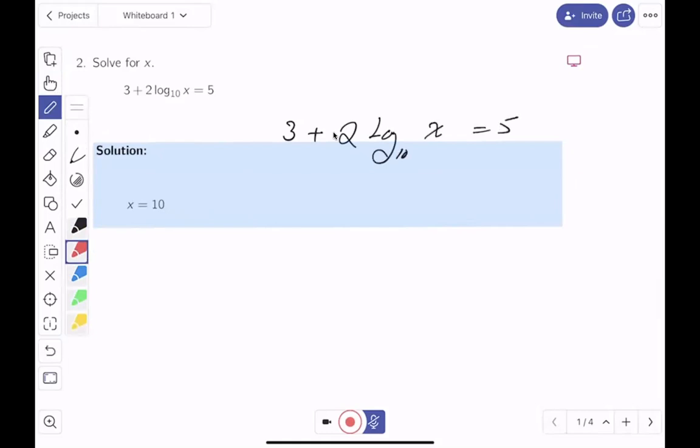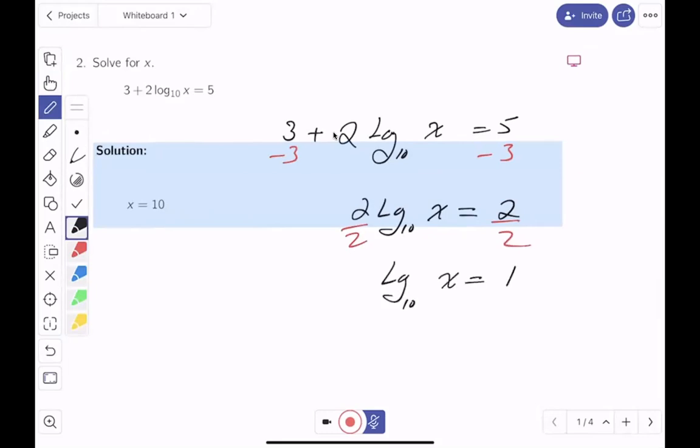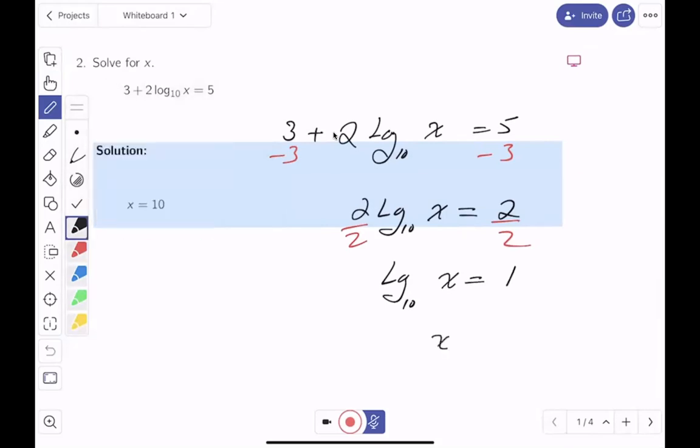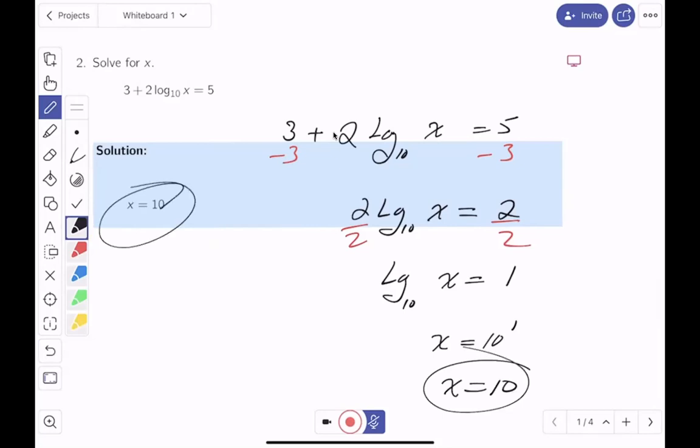I would subtract 3 from both sides. Relatively simple to do. And what do you get? 2 log base 10 of x is equal to 2. I would divide both sides by 2. Relatively simple to do. And the reason I'm doing this is I'm trying to isolate the log. And now what do I do? I rewrite the log as an exponential. And so what would you get over here? You would get x equals 10 to the first power, which means x is equal to 10, right? Same answer we're getting over here.